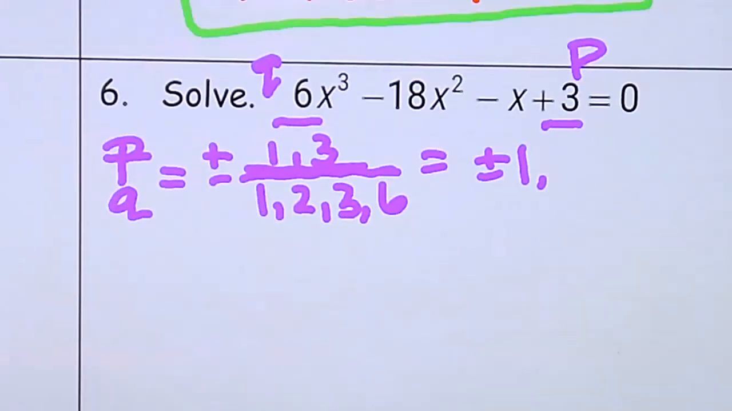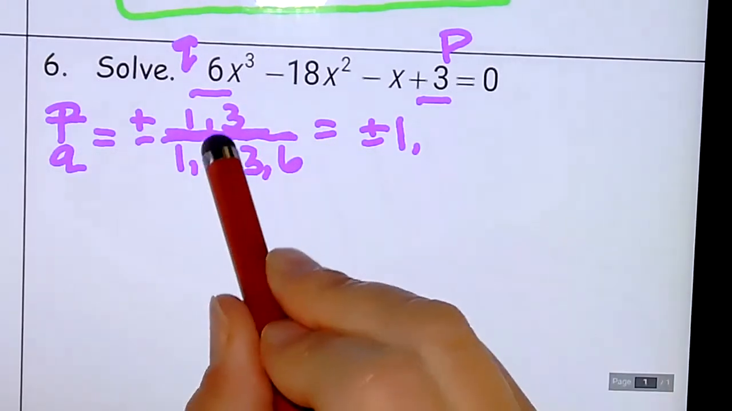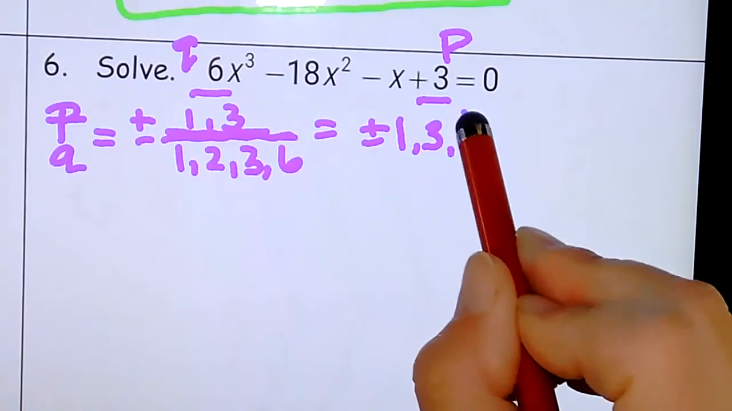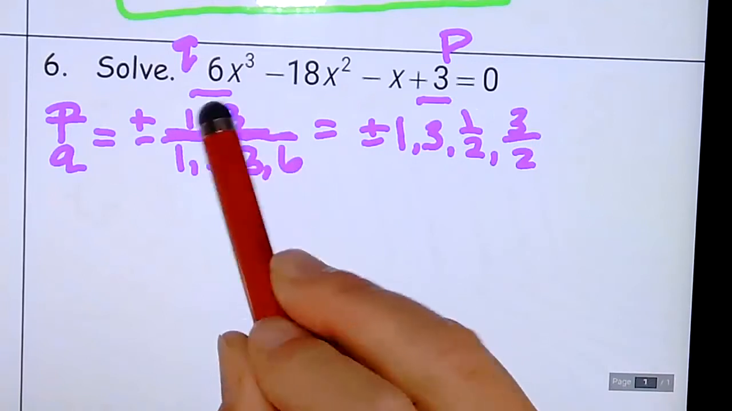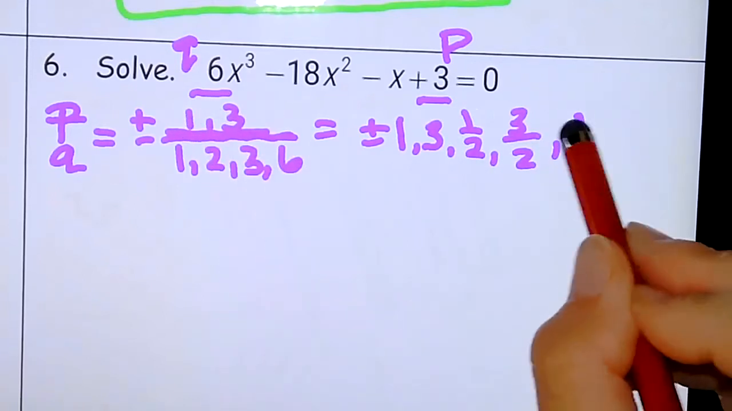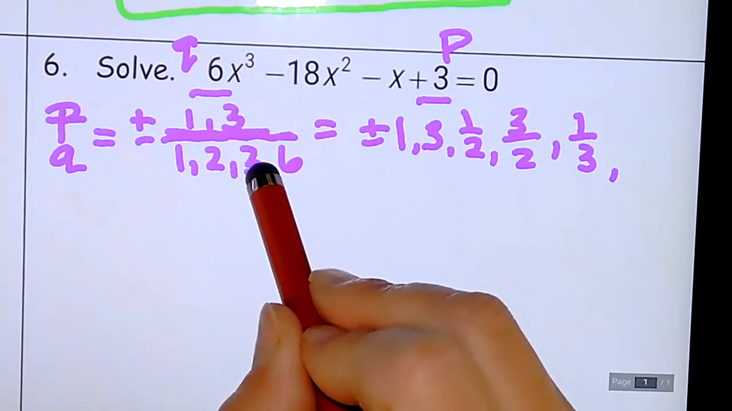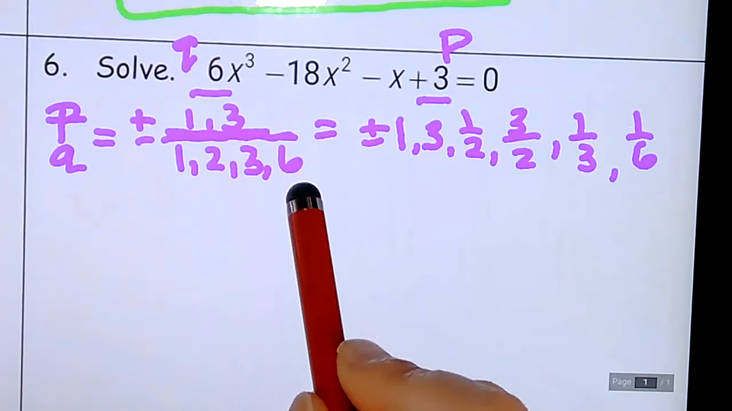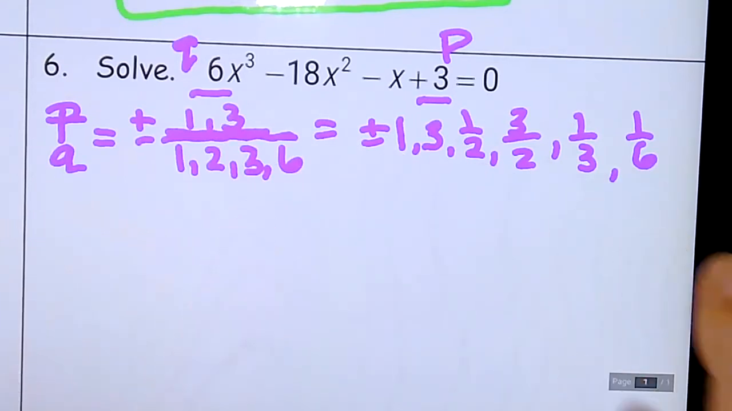Okay, and then 3 over 1, and then 1 over 2, which is going to be 1/2, 3 over 2, 1 over 3, 3 over 3, that's a 1, don't need it, 1 over 6, 3 over 6 is really 1/2, so I don't need it, I already have it. So these are my choices again, positive and negative.